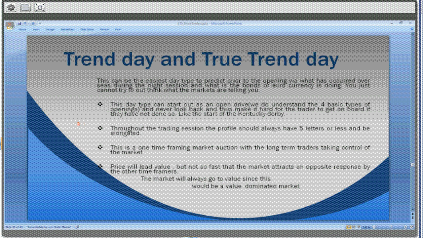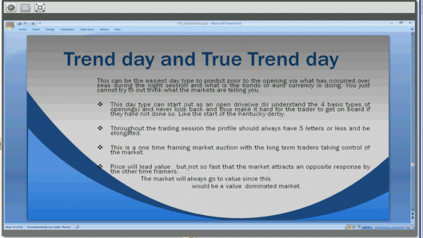Like I said, it just never looks back, so the retracements are small. We understand this. It's like the Kentucky Derby. It just takes off. Boom, it's gone. Profile is going to have 5 or less letters. It's one time frame in one direction. Long-term traders have taken control of the market. Price will lead value, but not so fast that it attracts an opposite response by the other time framers.